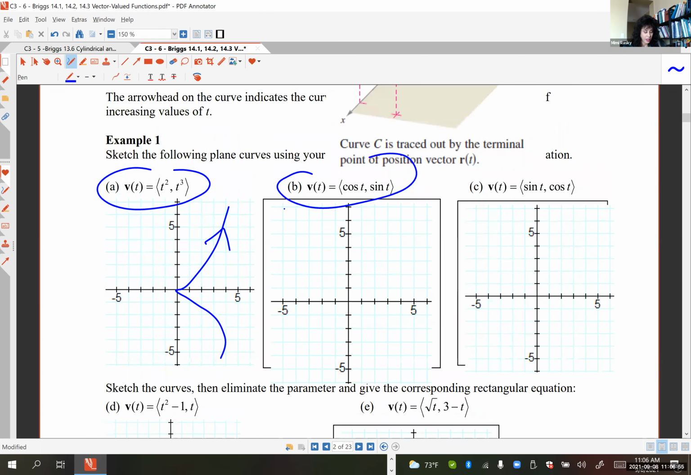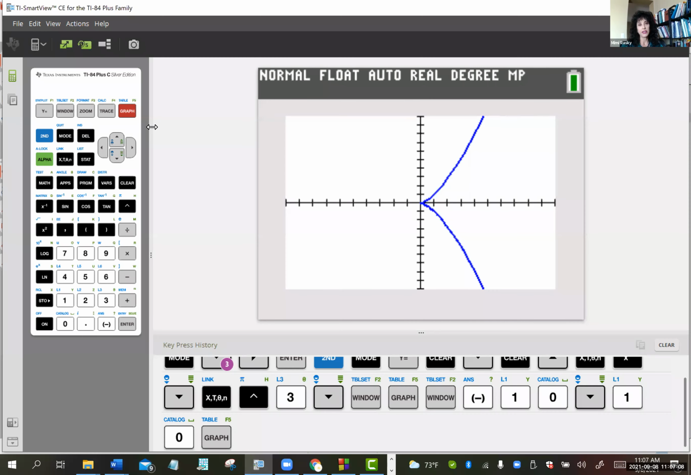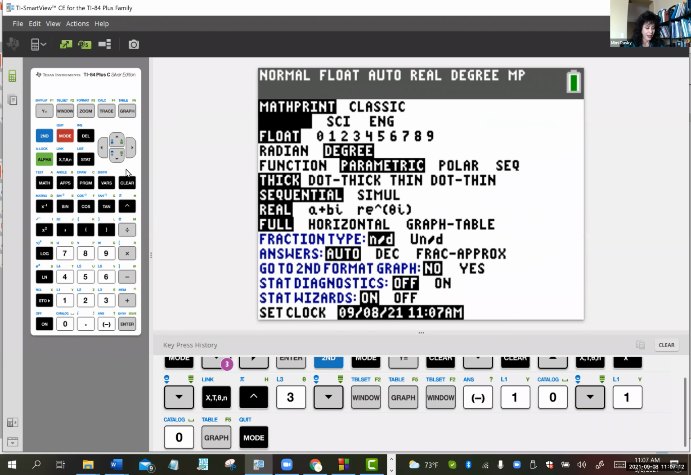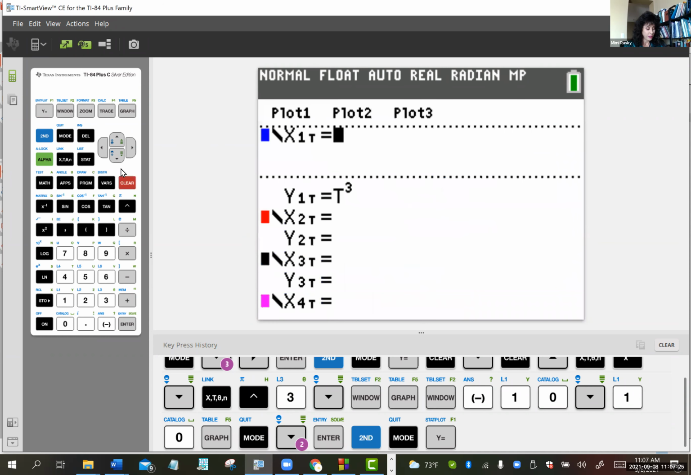Uh-oh, we have trig. So if you are asked to graph anything with trig in it, and you're using your graphing calculator, I encourage you to make sure you double check that your mode is in radians. Otherwise, it won't graph anything at all. It would look like your calculator is broken. And oops, I'm in degree mode, not good. So I need to go down to that row and make sure I choose radians so that my graph will be okay.